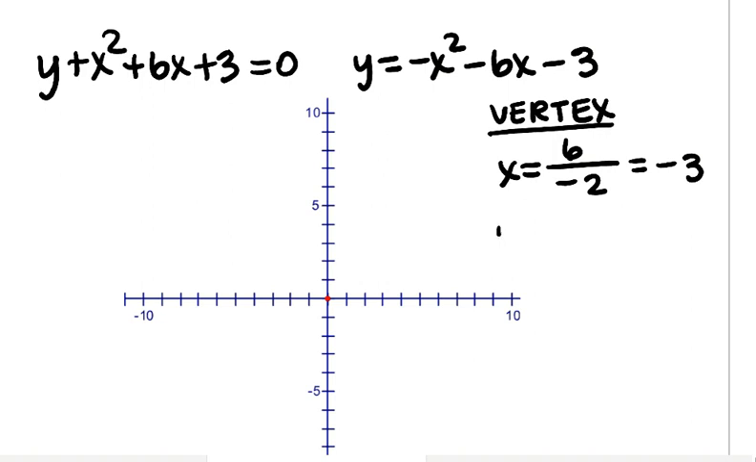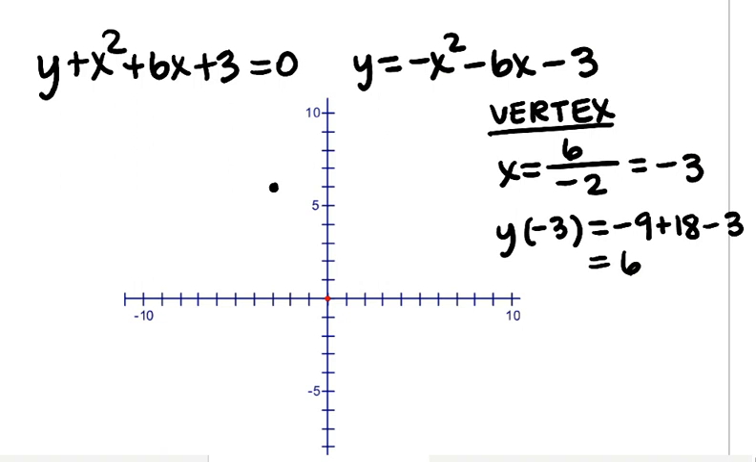And then the y-coordinate that goes with negative 3, y of negative 3, is going to be negative of negative 3 squared, so that's negative 9. Minus 6x is plus 18 minus 3. So this is 18 minus 12, which is 6. So the vertex is at negative 3 and 6. Negative 3, here's 6. I'm plotting the vertex.